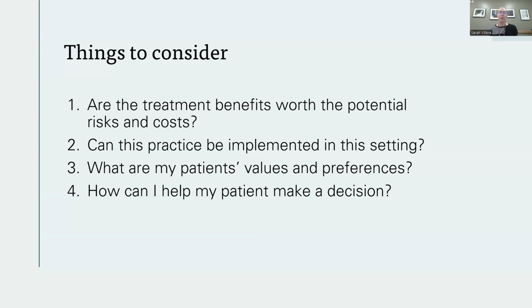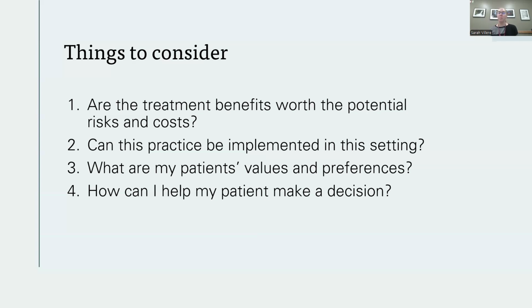Finally, how can I help my patient make a decision? So think about their health literacy level. What is their primary language? How can I, as the clinician, provide clear and understandable information about their options? Are there any decision aids that would be helpful, such as videos or consumer health resources, maybe referrals to other team members, like a social worker, any written education sheets that you're aware of that could be helpful? So how can we help them feel like they're making an informed decision because they have all of the information, right?